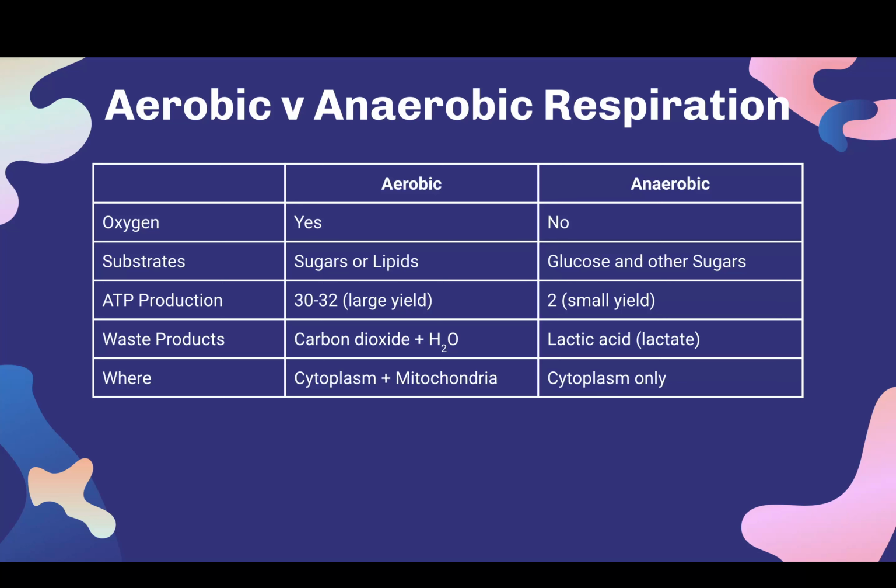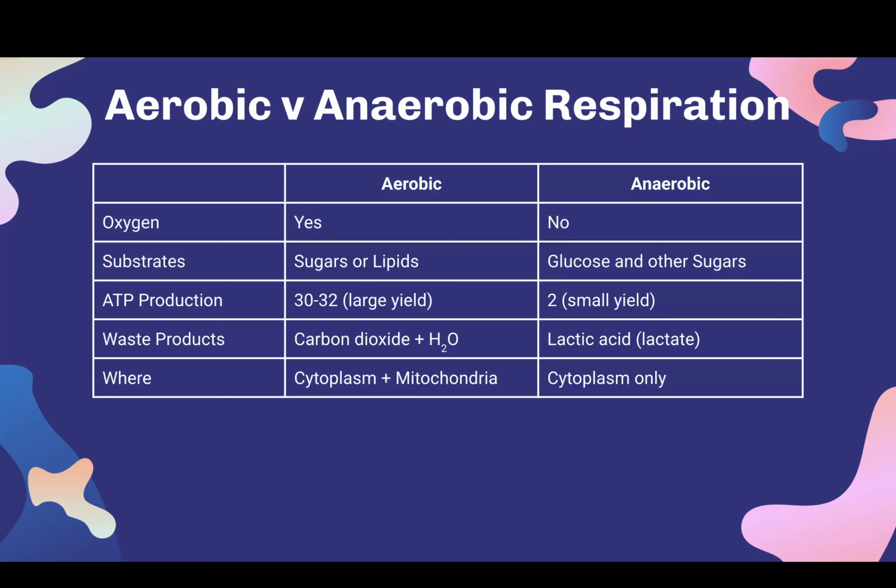Next is ATP production. So aerobic makes anywhere from 30 to 32. I think 32 is kind of the standard number people always say, but anywhere from 30 to 32 ATP molecules, and anaerobic respiration makes 2, or approximately 2. Basically, the difference is aerobic will make a really large yield, while anaerobic will make a small yield.